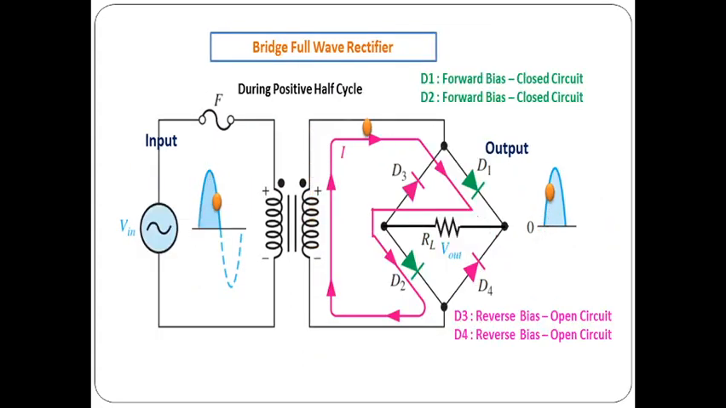Bridge full wave rectifier. When you are applying the positive half cycle to the bridge full wave rectifier, diodes D1 and D2 are in forward bias. So whatever we applied in the positive half cycle will appear at the output. In this, current passes through the diodes D1 and D2. So here you can observe in the animation.